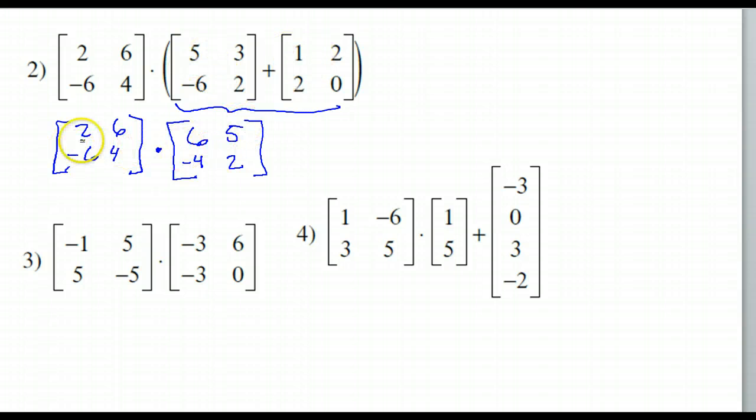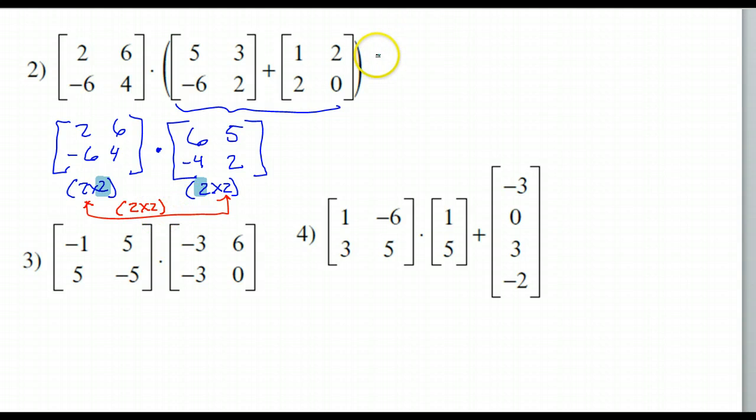Now I can go back and multiply these matrices together, just like we talked about. Of course, this is a 2 by 2 matrix, and this is a 2 by 2 matrix. Because of the inner dimensions, 2 and 2, I know that this is possible. It's doable. Because of the outer dimensions, I know that the answer is going to be a 2 by 2 matrix. So I like to go ahead and just set that up.